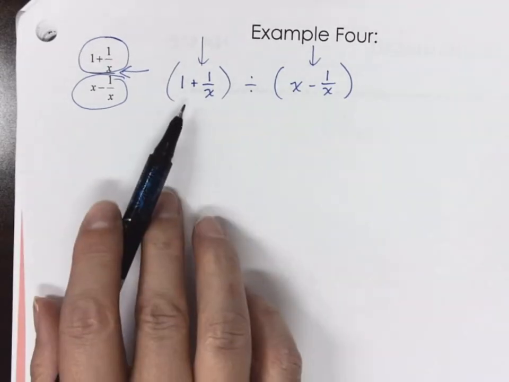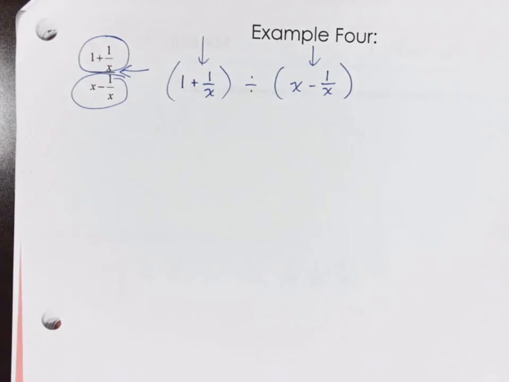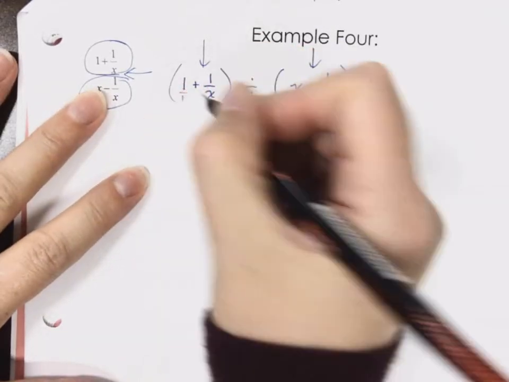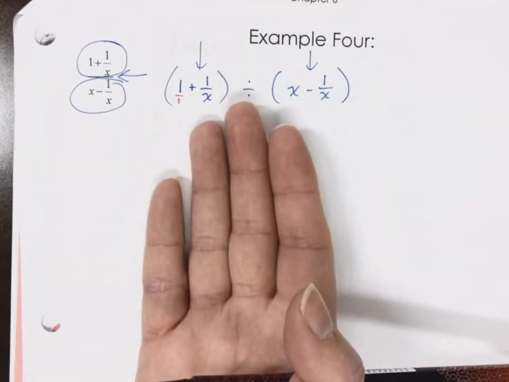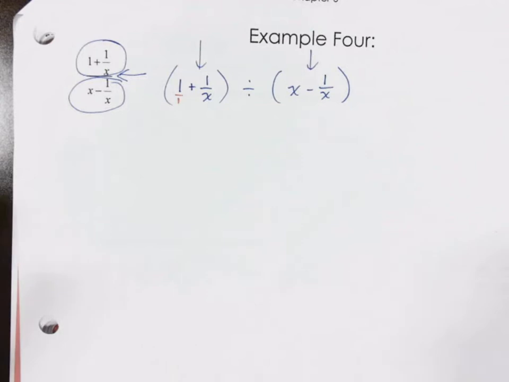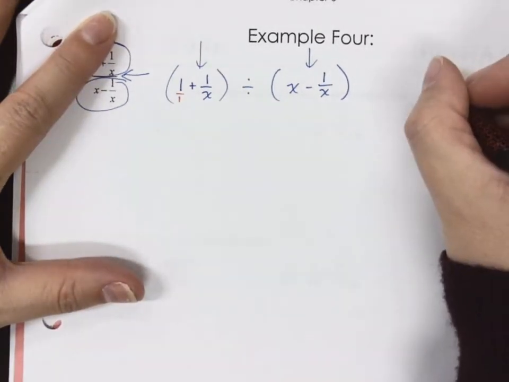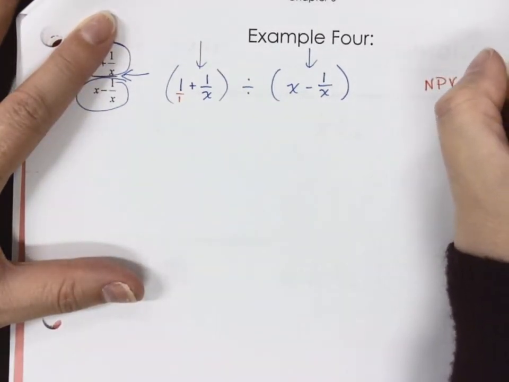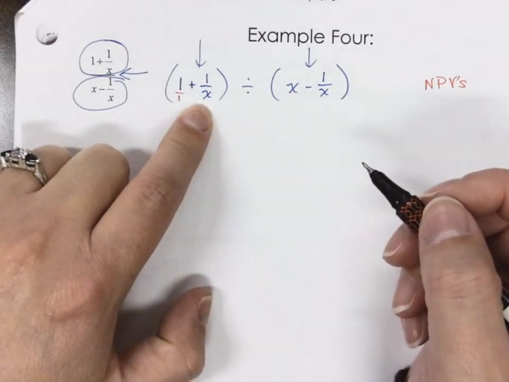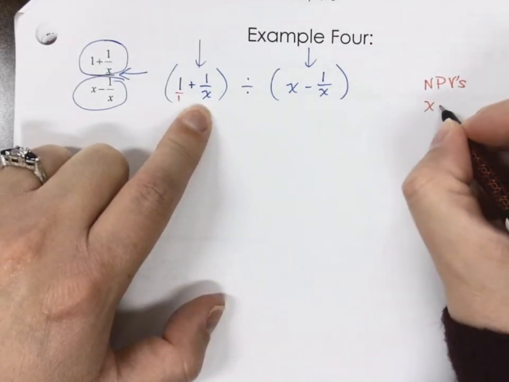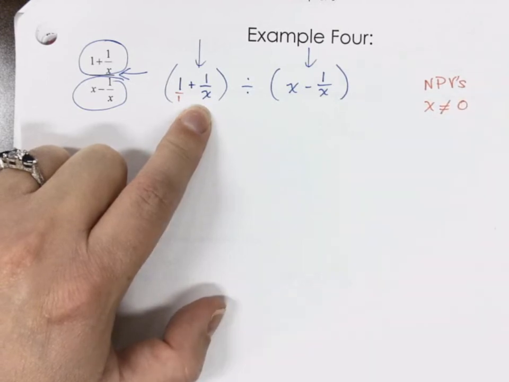Okay, let's look at this one. What's the denominator on that 1 there? 1. Okay. Do I need to factor anything? No, it's really already factored. So now I need to do my NPVs. So what's the NPV? 0. So x cannot equal 0.